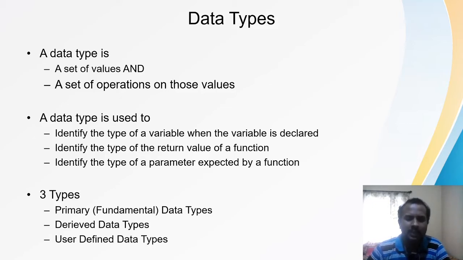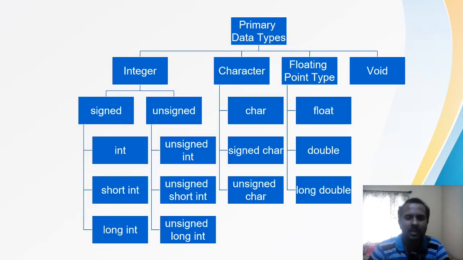Data types can be divided into three types: primary or fundamental data types, derived data types, and user defined data types. In today's class, we will discuss about primary or the fundamental data types. Primary data type, what do you mean by primary data type? That is available with you, that is fundamentally available, right? So it can be divided into integer, character, floating point, and the void. Integer can be divided into signed and unsigned, and character can be again divided into char, signed char, and the unsigned char. Floating point can be divided into float, double, and long double, and then we have the void also.